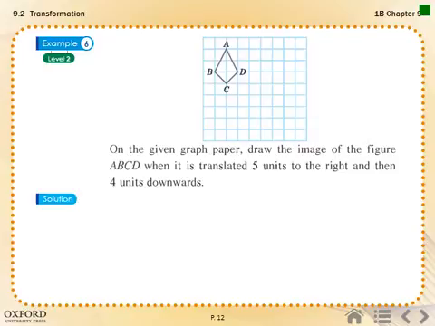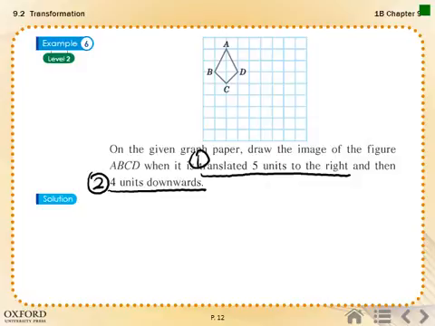Example 6. On the given graph paper, draw the image of the figure ABCD when it is translated 5 units to the right and then 4 units downwards. If we see this kind of transformations, we see that there are two commands here. First of all is translate 5 units to the right, and then secondly is 4 units downwards. And so we have to draw the image one by one.